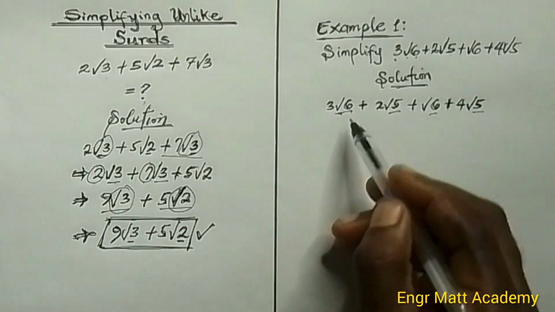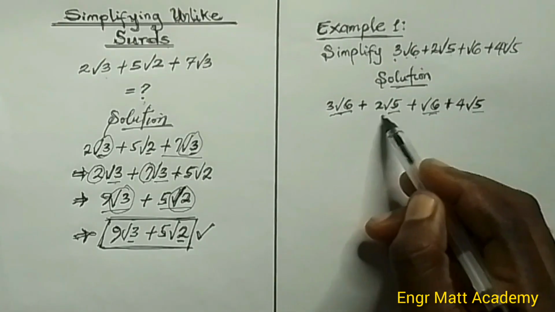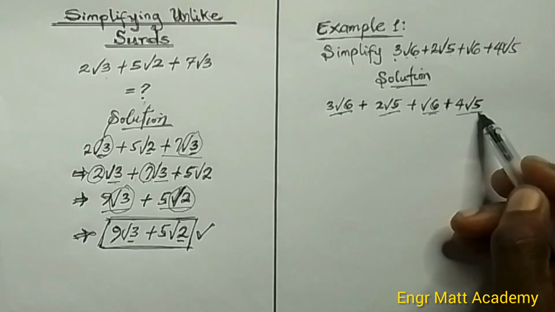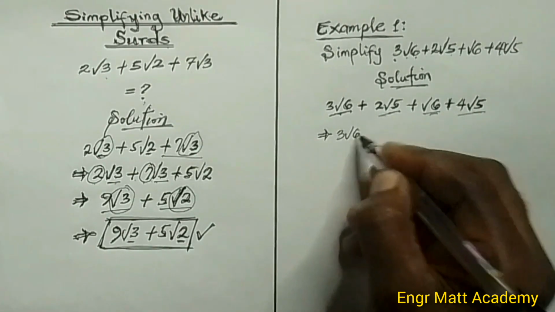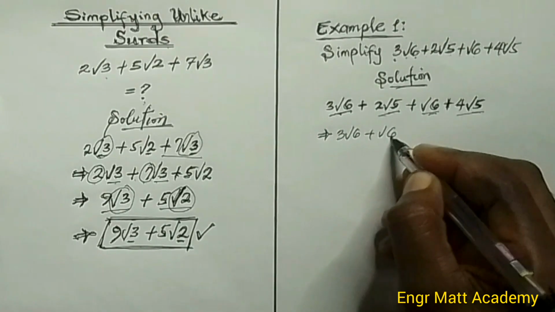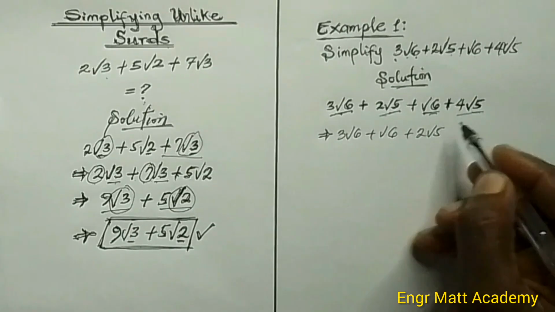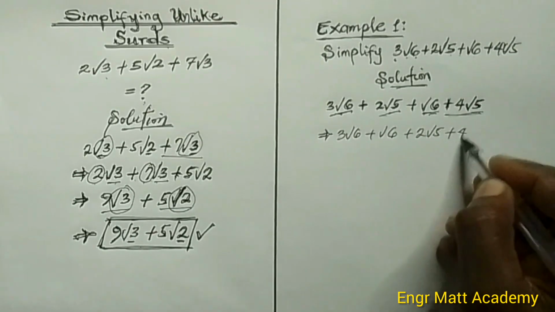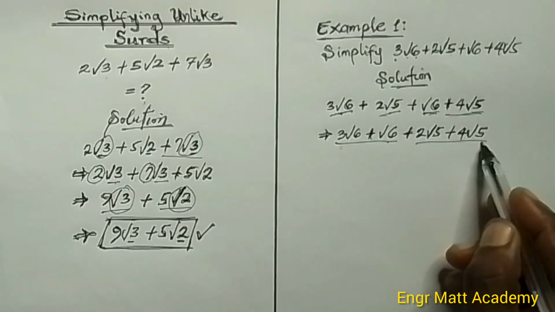So we have like surds. 3 root 6 and root 6 are like surds. 2 root 5 and 4 root 5 are also like surds. So we bring like surds together, just like collecting like terms. So we say 3 root 6 plus root 6 plus 2 root 5 plus 4 root 5. So we treat the like surds separately. We treat these two separately and these two separately.